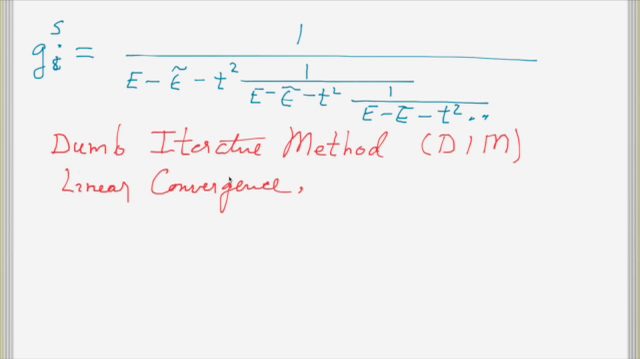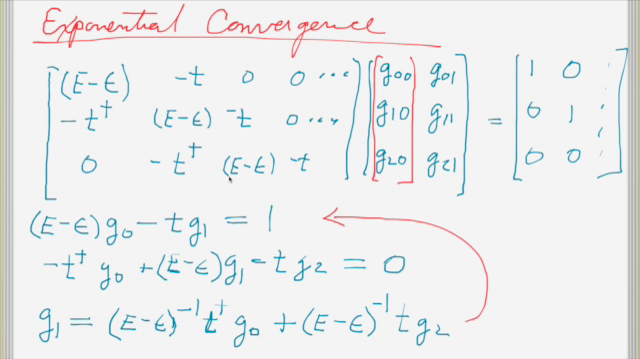We said it converges roughly linearly. It may converge faster than that, because if you do the expansion, what you're really doing is creating this continued fraction expansion, and continued fraction expansions have very good convergence properties. So this is our dumb iterative method, and it's very easy to code, very robust. First thing you'll ever code.